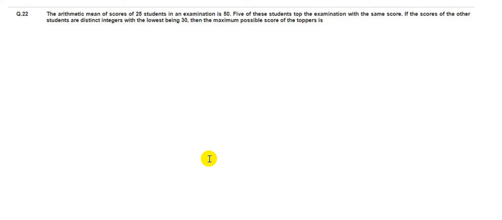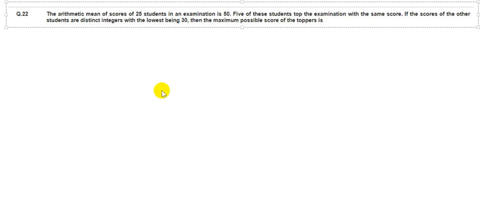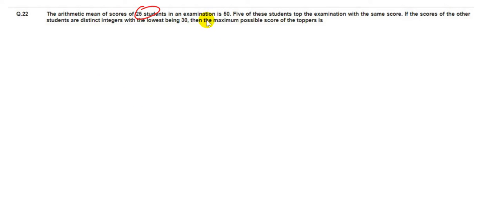We come to the last question of this section, which says the arithmetic mean of the scores of 25 students in an exam is 50. So the total score will be 25 into 50, that's 1250. This is the total score. 5 of these students top the exam with the same score. So let the same score be x. So this is the maximum score, 5x is the total score of 5 students.